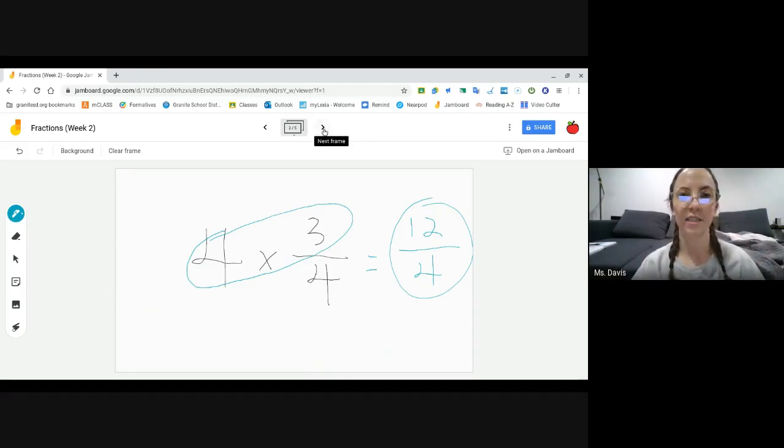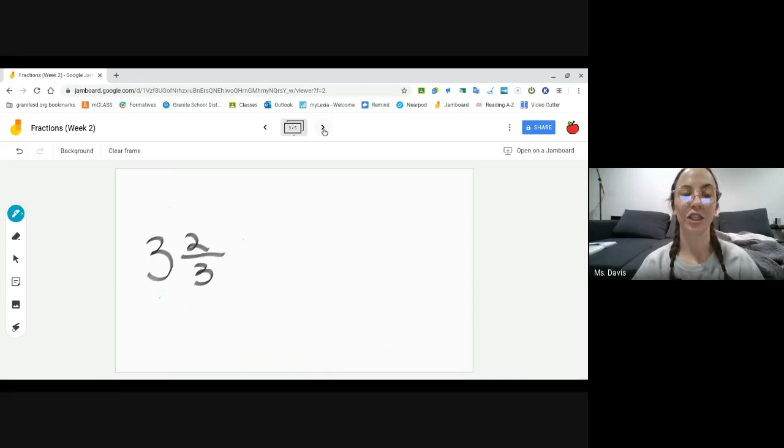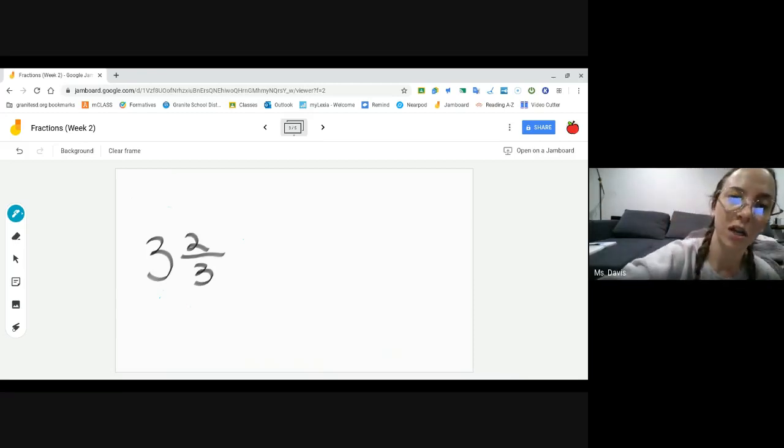The next skill I want to review is changing a mixed number. See how there's no multiplication sign here? This is a whole number and a fraction piece, but they're squished together. This is a mixed number, and I need to go over how to change it into an improper fraction, which was like the answer we just got before. So in order to do that, I'm going to use the circle method, which means to multiply on the bottom, and then we're going to add on the top.